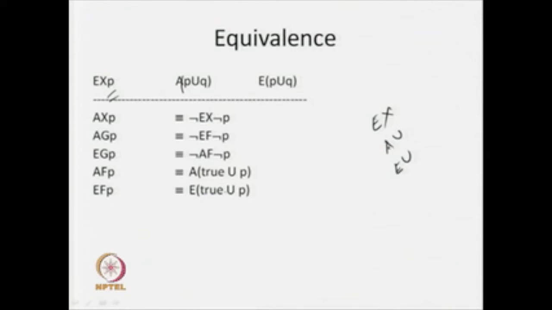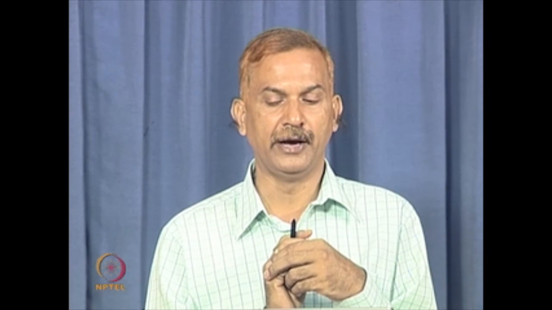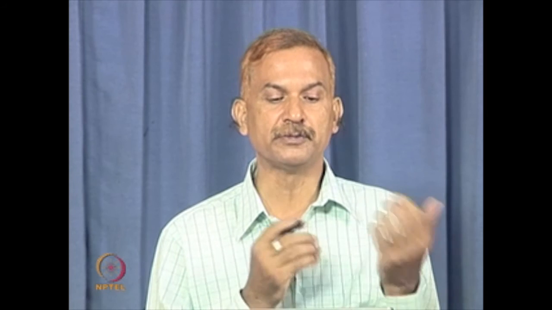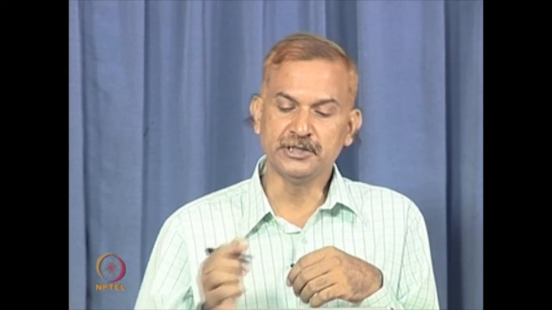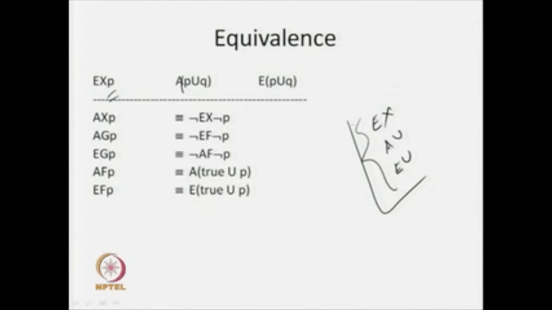So, eventually all those particular 8 can be expressed with the help of these 3 operators. So, we can say that these are the adequate set of operators that we have, and with the help of these 3 operators we can express other operators also. But this is not the only adequate set of operators for CTL formula.